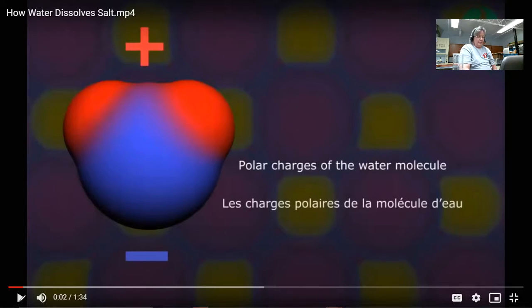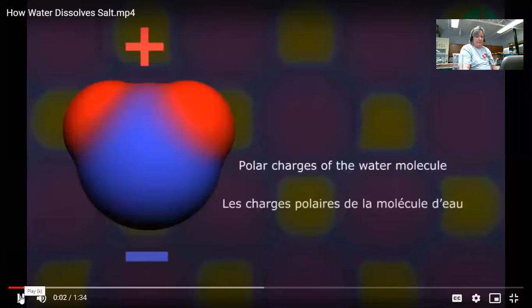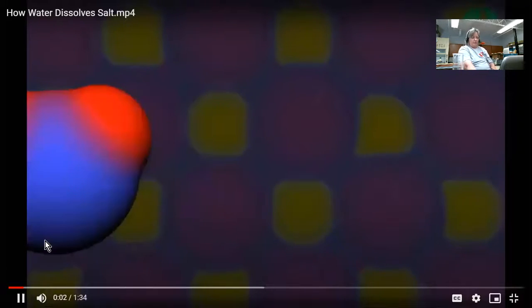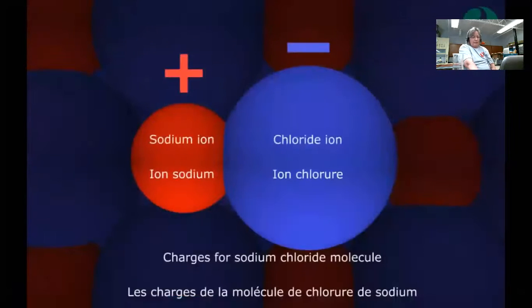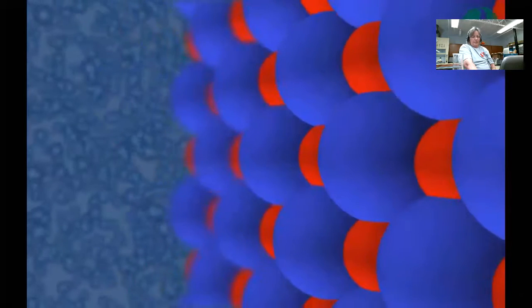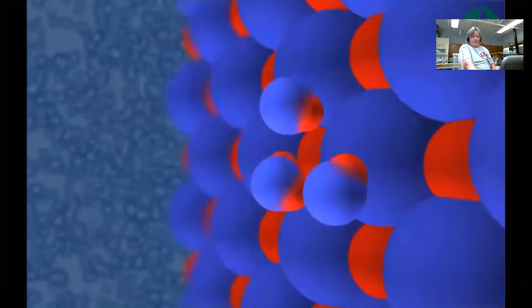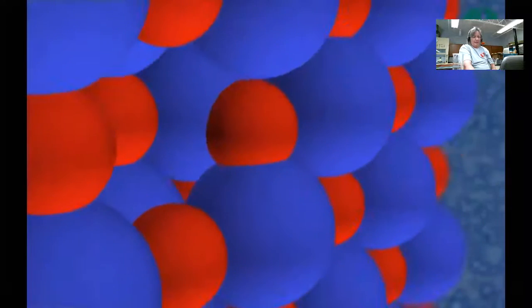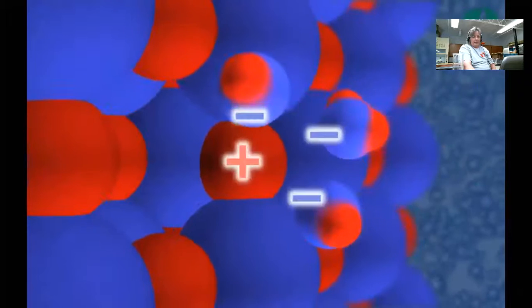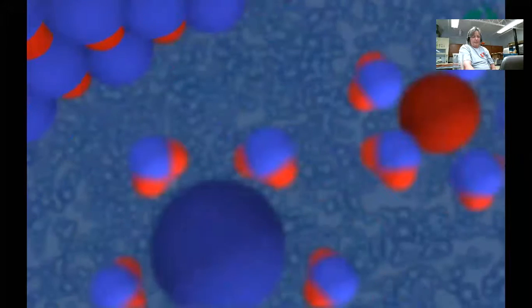Okay, let's continue this on a little bit. They'll show you the salt particles. Now, sodium is a positive ion and chlorine is a negative ion when they're combined together. So in salt, you've got that little red sodium particle and a blue chlorine particle. Now, they're not really red and blue, but in this video, they are. Okay, watch how the water comes in and grabs the opposite charge, and it's pulling the sodium and the chlorine out.